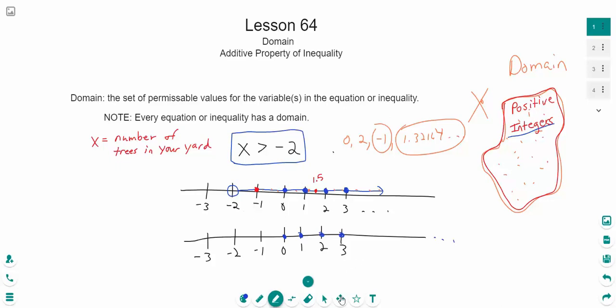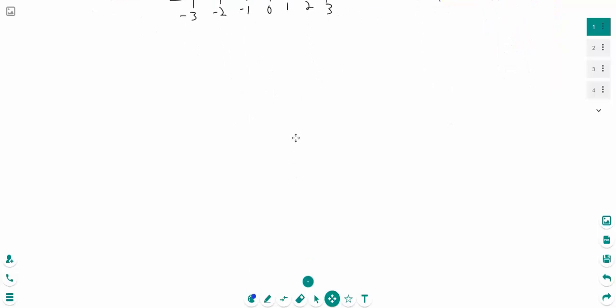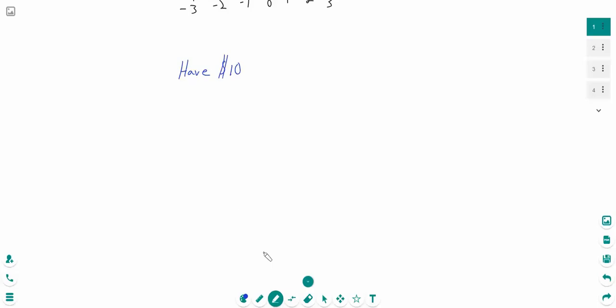All right, so let's try another one here. So let's say you're going down to the market and you're going to buy some apples. All right, and let's say you go to the market and you have $10 with you. Okay, and let's say the price for the apples is $2 an apple. So it's $2 per apple.